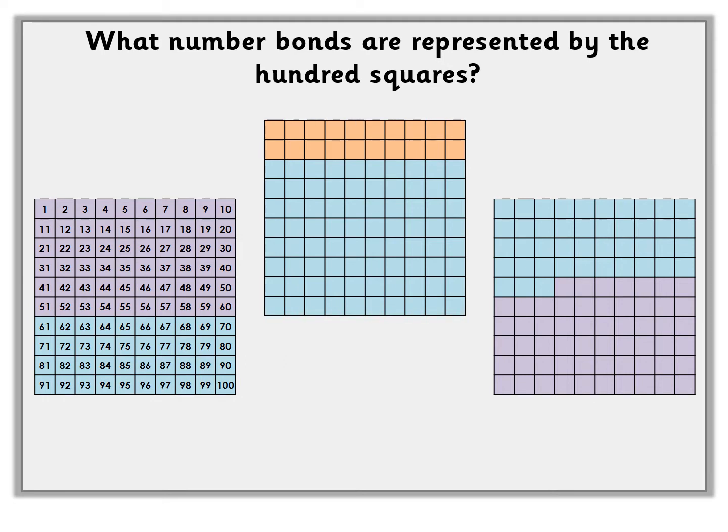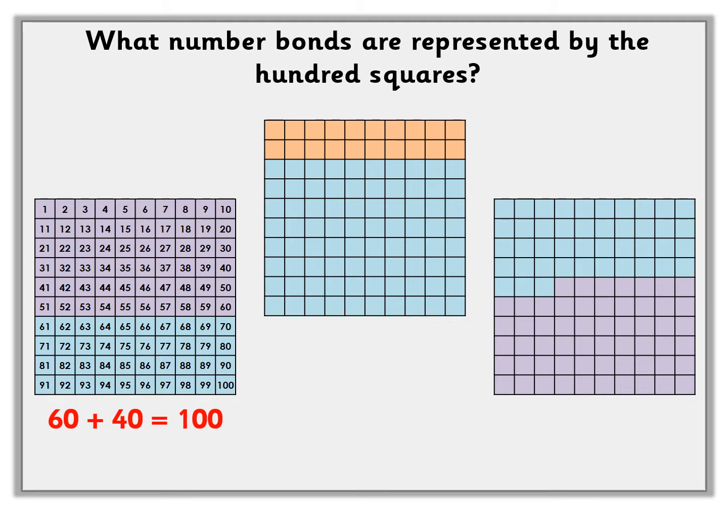So you've got 6 rows in purple and you've got 4 rows in blue. So what's 6 lots of 10? And what's 4 lots of 10? So we've got 60 and 40 equals 100.